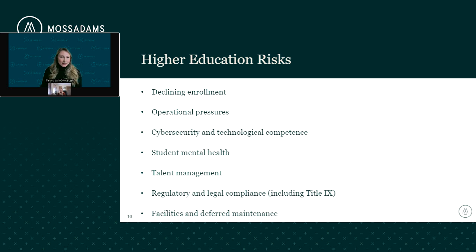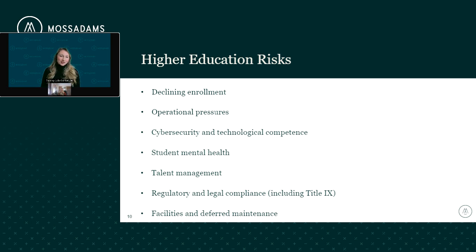Talent management has been another key issue. So institutions are having a much harder time being able to attract and retain qualified staff. There's a lot of competition from other sectors. There's pretty high workloads in higher education. There can be lower compensation, and then that just impacts the quality and the stability of both faculty and staff.